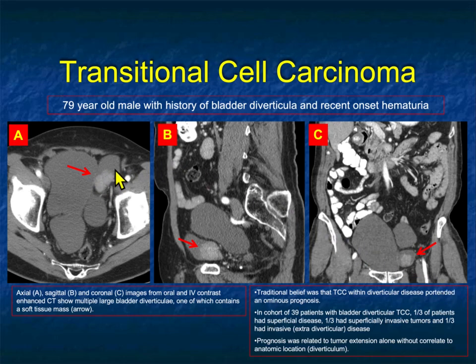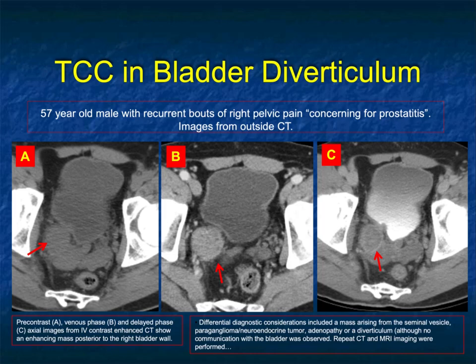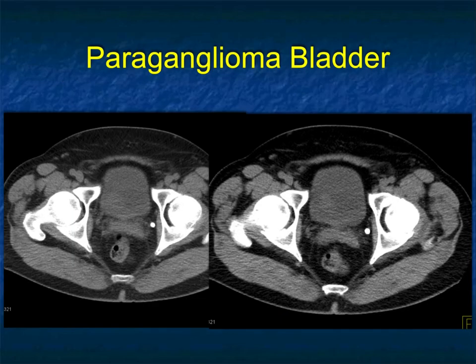Here at about 2 o'clock, there's a big diverticulum. That's the enhancing lesion in the diverticulum. A beautiful example of a bladder diverticulum harboring a cancer, in a patient with hematuria. Or this case, again, a bladder diverticulum, but the patient has a soft tissue mass, which was a TCC. So bladder diverticula are not uncommon, but you want to look at them carefully because it is possible at times to pick up a small tumor there.